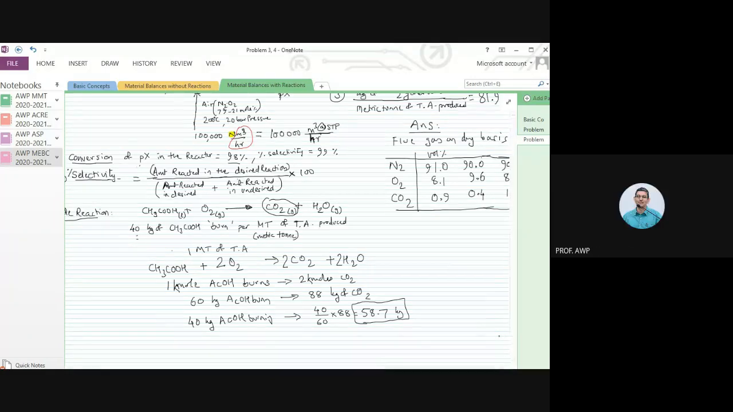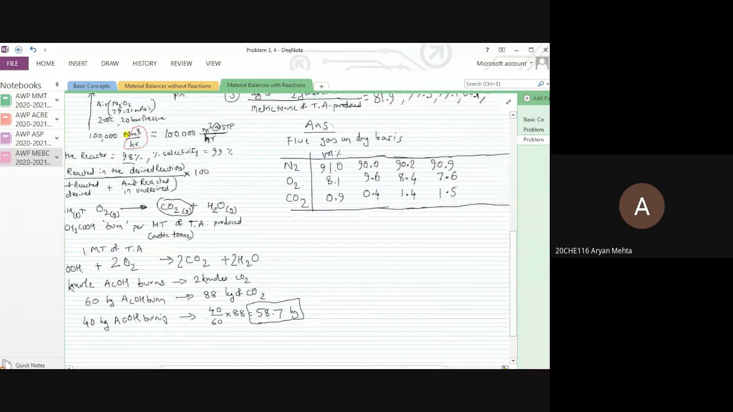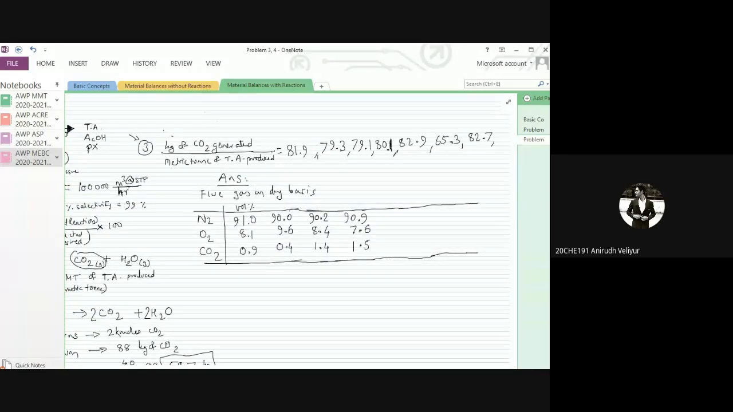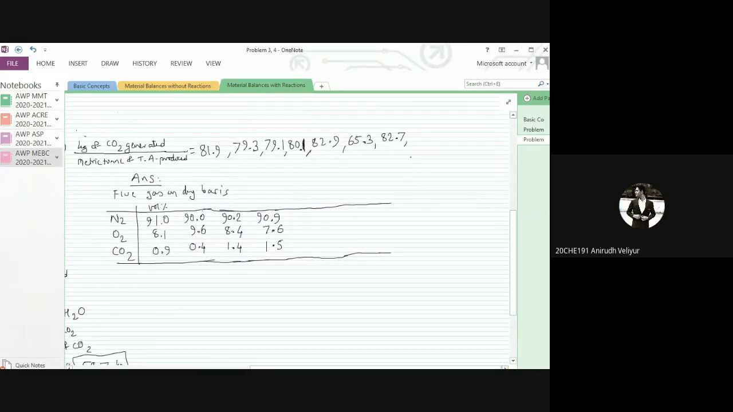I've got kg of CO2 as 79.5. Sir, I'm getting the kgs as 80.44. 80.4, we are just rounding off to 1 decimal place. So the kg part I got 79.3 before, but I would like to change it to 80.1. Okay, so 80.1 is already there.